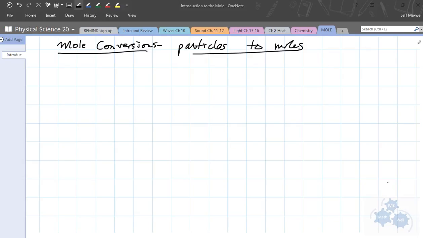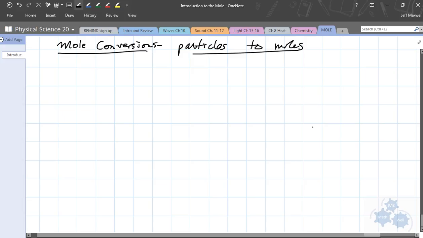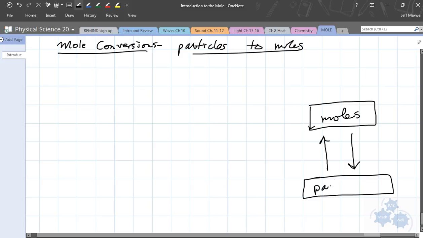Okay, so we're going to talk about converting number of particles to moles, and just going to recreate this chart here again. Moles, you should have this chart. It should be pretty easy now to recreate this chart. And we're going to do moles to particles, and that is, of course, atoms, ions, molecules, formula units, anything. We talked about the conversion factor between particles and moles.